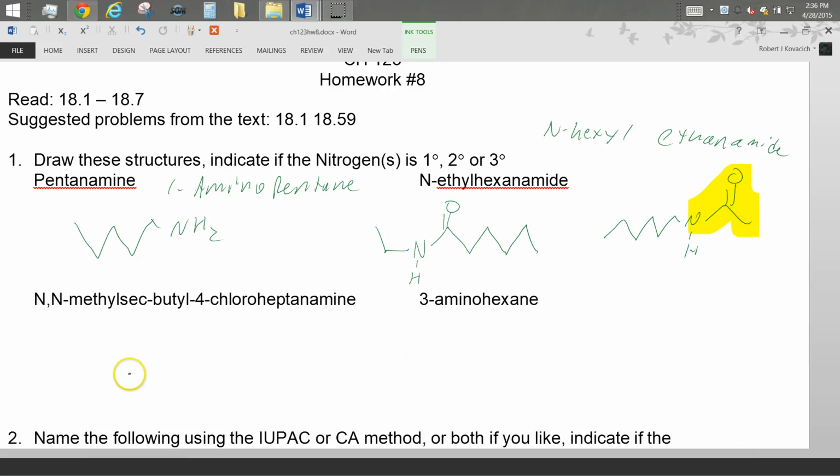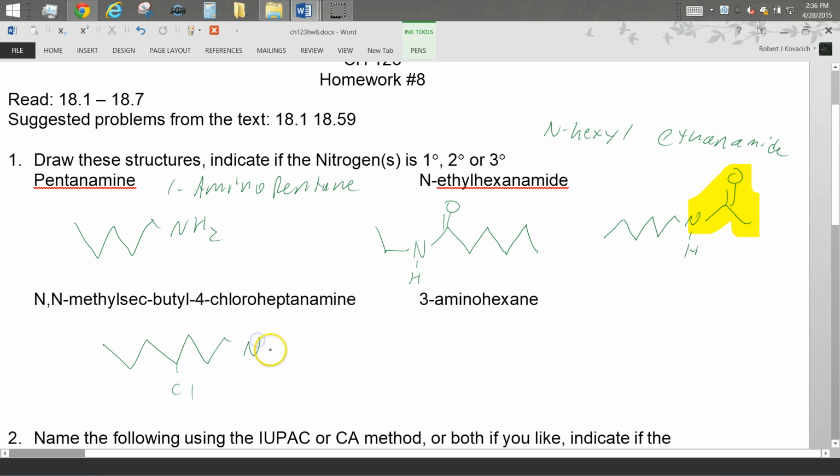Heptanamine. Okay, so 2, 3, 4, 5, 6, 7, and it's an amine. So, 4-chloro. 1, 2, 3, 4. I'm going to put a chlorine right there, and so then I got a nitrogen right here, and I've got a methyl group coming off the nitrogen, and I've got a sec-butyl coming off the nitrogen. We good with that?